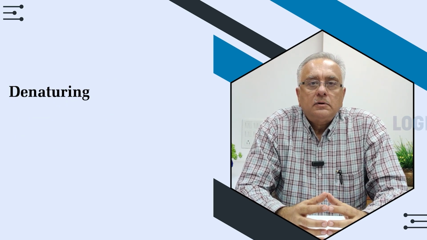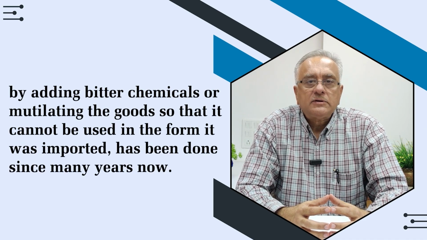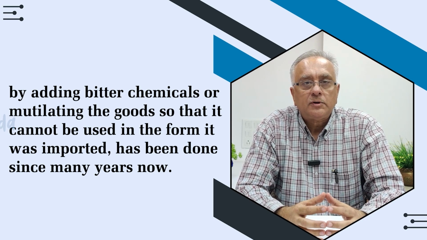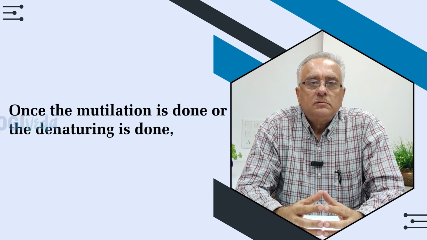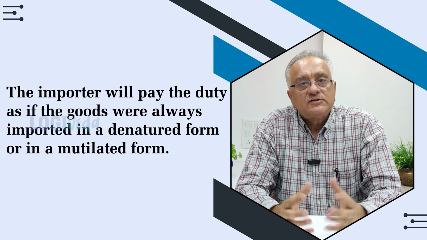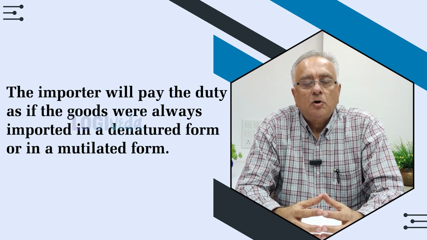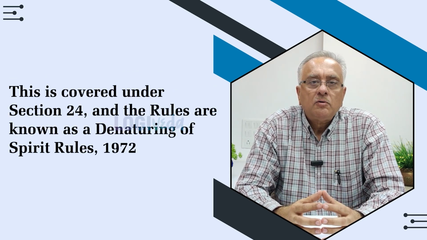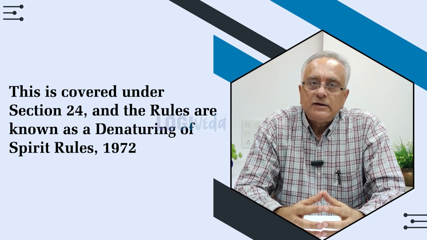Hence the denaturing of spirit by bringing down the purity by adding bitter chemicals, or mutilating the goods so that they cannot be used in the form they were imported, has been done since many years now. So once the mutilation or the denaturing is done, the importer will pay the duty as if the goods were always imported in a denatured form or in a mutilated form. So this is covered under Section 24 and the rules are known as Denaturing of Spirit Rules 1972.